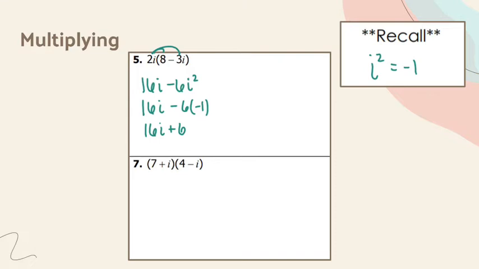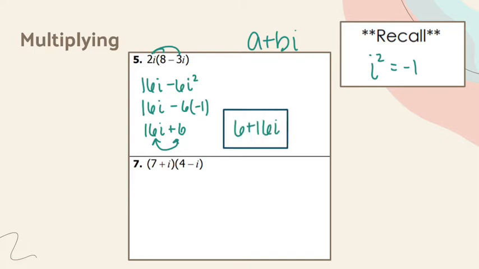But complex numbers are a plus bi, so we need to swap the order of these. 6 plus 16i is our final answer.